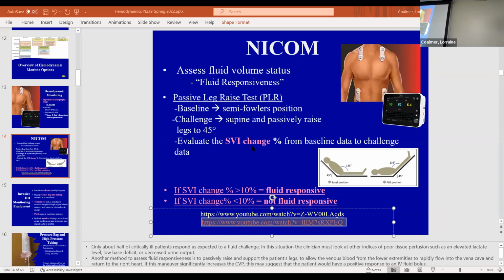How long would you leave a NICOM on somebody, like the whole entire ICU stay? It really depends on how it's ordered. So it could be, we want numbers continuously, or let's do a one-time, like my patient that I ordered a one-time just to see if she would be fluid responsive. But it's really individual to whatever they order or however they want.